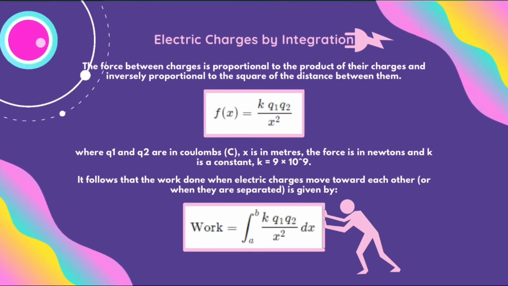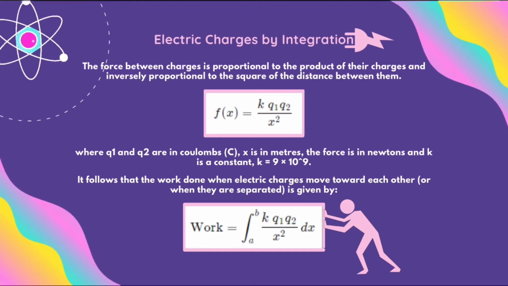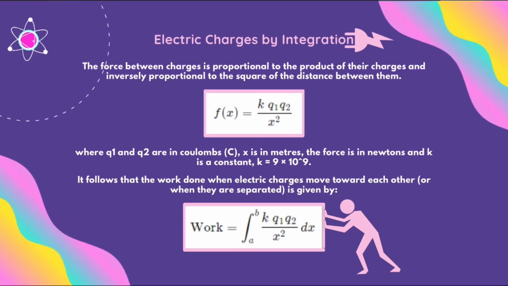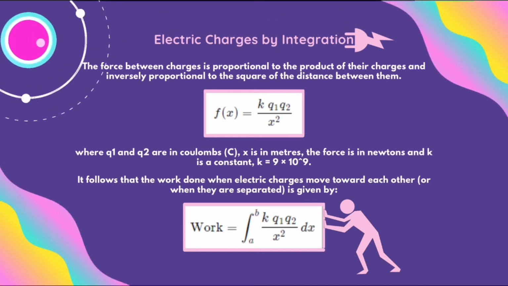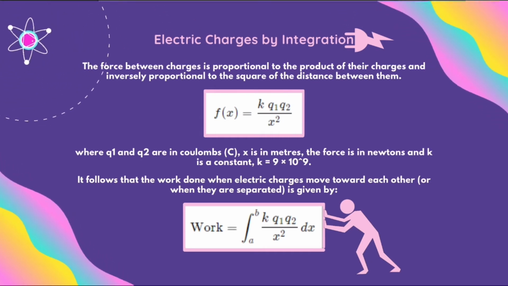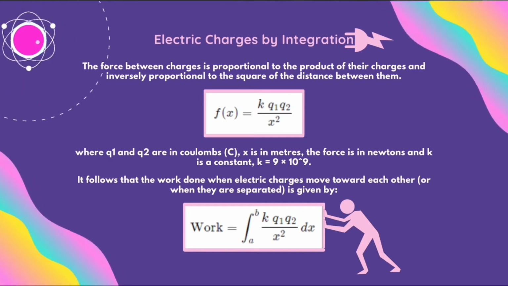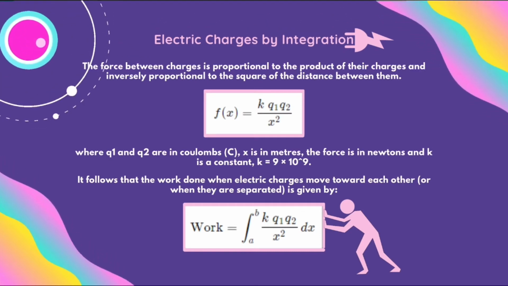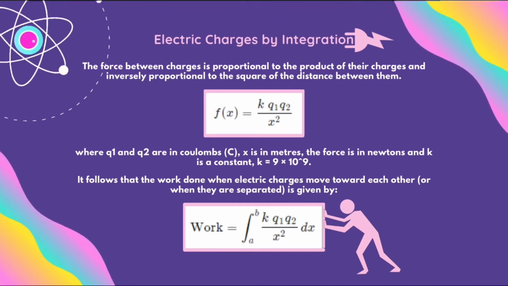It follows that the work done when electric charges move toward each other, or when they are separated, is given by work equals the integral from a to b of k q1 q2 over x squared dx.